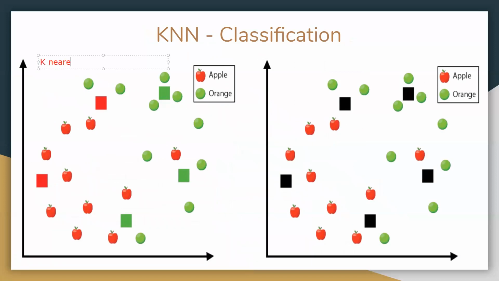K nearest neighbors. What do you mean by K nearest neighbors? It is like, tell me who your friends are, and I will tell you what kind of person you are. That's K nearest neighbor, right?